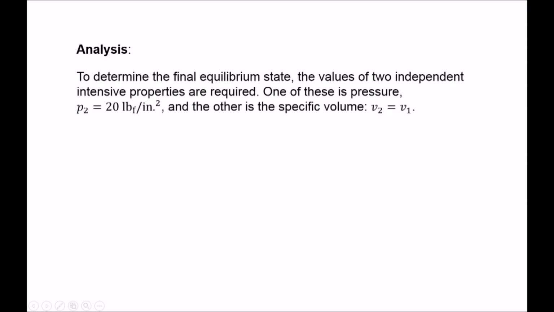Having completed all the required preliminary steps for our solution, let's develop our analysis. To determine the final equilibrium state, the values of two independent intensive properties are required. One of these is the pressure, P sub 2, equal to 20 pounds force per square inch, and the other is the specific volume, small v sub 2, equal to small v sub 1, as the mass is constant and the tank is rigid.